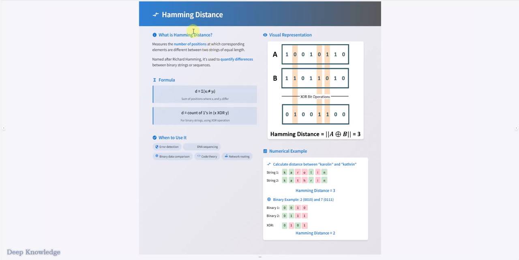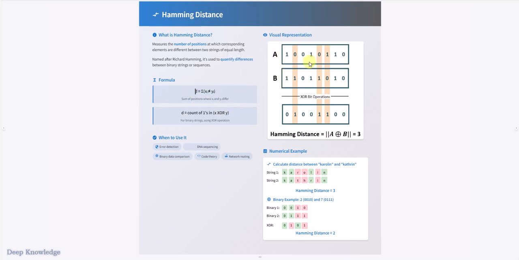And the Hamming distance, if you remember, we have also seen how the ORB algorithm works for calculating the matching. So it's using Hamming distance. The Hamming distance measures the number of positions in which corresponding elements are different between two binary strings of equal length. So here we have to have equal length. We count where x and y are not equal. So this is the distance.